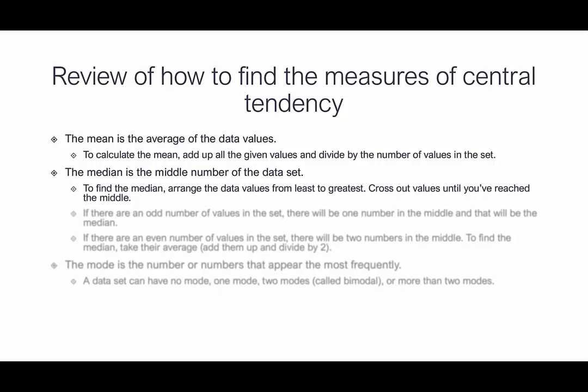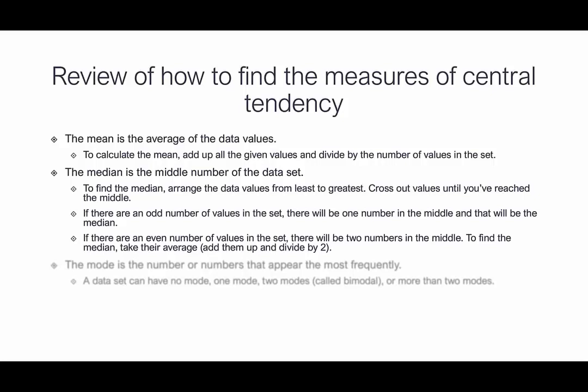To find the median, we will arrange the data values from least to greatest. Cross out the least and greatest values until you've reached that middle portion. If you have an odd number of values in the data set, there will be one number in the middle, and that will be the median. If there are an even number of values in the data set, there will be two numbers in the middle.